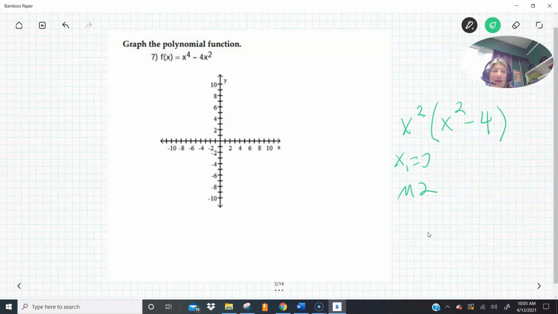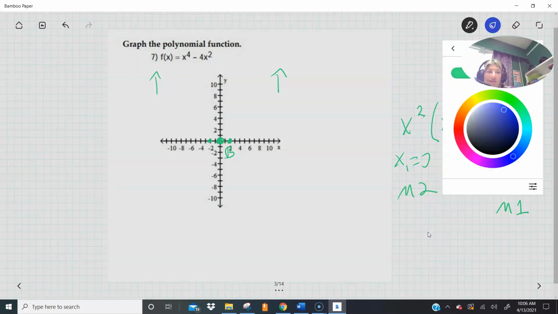This one would give me 0's: x squared equals 4, so x is equal to positive and negative 2. Both of those having a multiplicity of 1. I know that this is a positive even function, which means that both ends point up. I have a multiplicity of 2 at 0 that bounces, because that was the x squared. So I'll put a little b for bounce. I also have a 0 at positive 2 and one at negative 2. Both will go straight through because they had that multiplicity of 1.